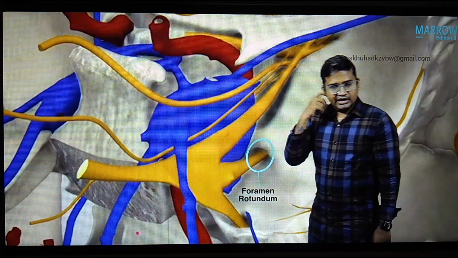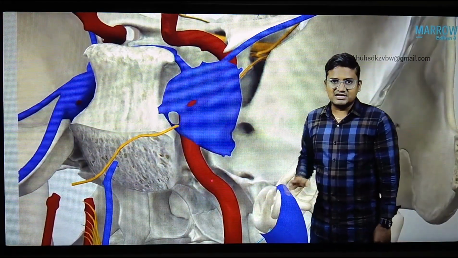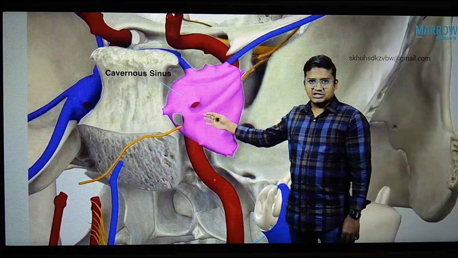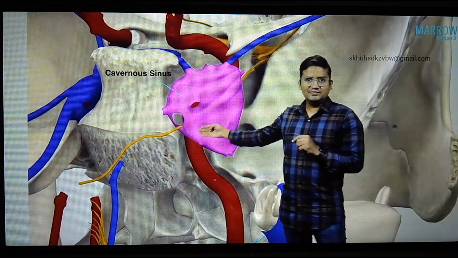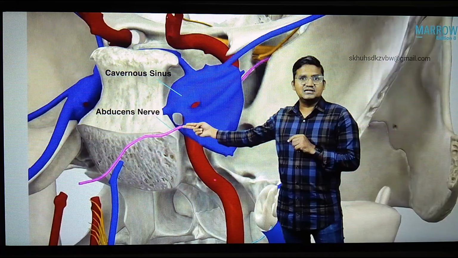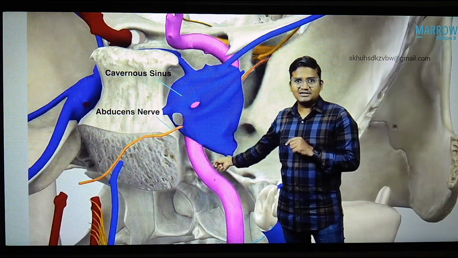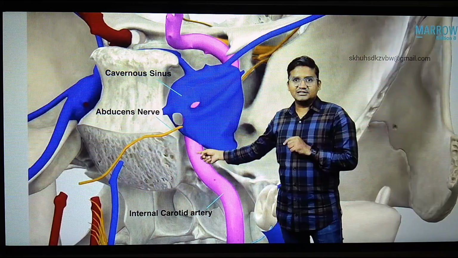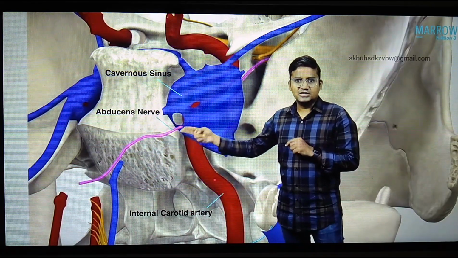Right. Now, next one, we're going to see structures passing through the cavernous sinus. This is a cavernous sinus. Two structures are passing through the cavernous sinus. What are those? Our abducent nerve is passing through the cavernous sinus. And one more, an artery, our internal carotid artery. See, the internal carotid artery and the abducent nerve are the two structures passing through the cavernous sinus.